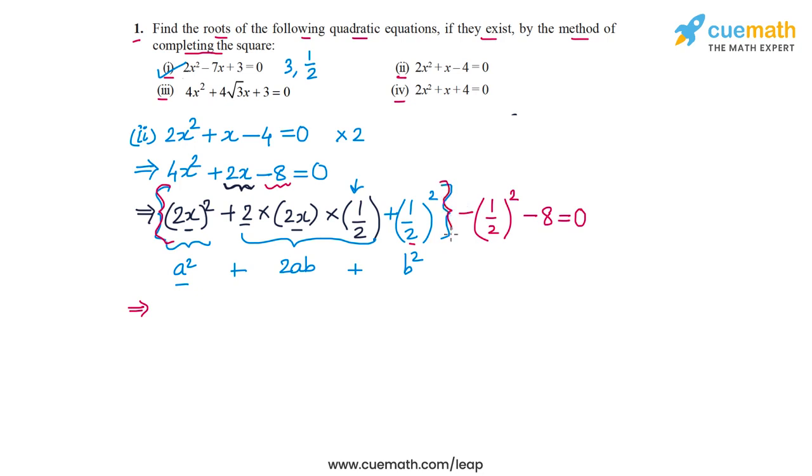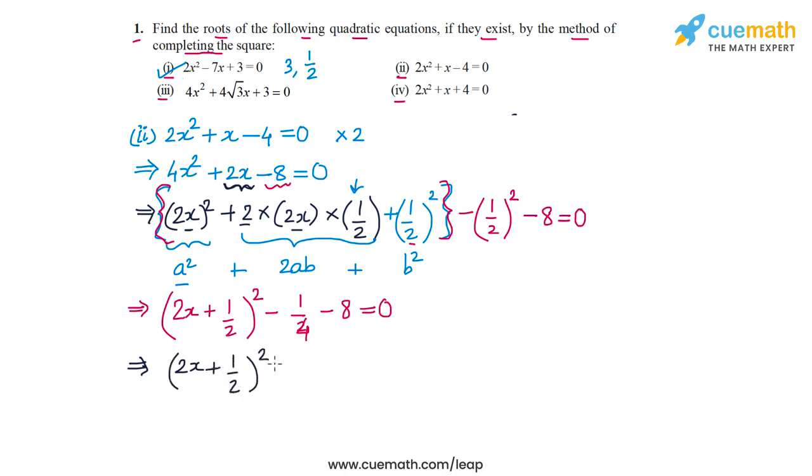Now the combination of these three terms is a perfect square. So this can be written as 2x plus half whole square, and then I'm left with minus half square, or let's write it as minus 1 by 4, minus 8 equal to 0. So now I can write this as 2x plus half whole square is equal to 1 by 4 plus 8, and this is equal to 33 by 4 because 8 times 4 is 32, so 33 by 4. So now we've completed the square.